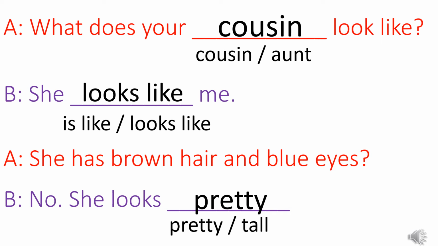Let's practice this dialogue. I will be letter A and you will be letter B. I will start now. What does your cousin look like? She has brown hair and blue eyes.